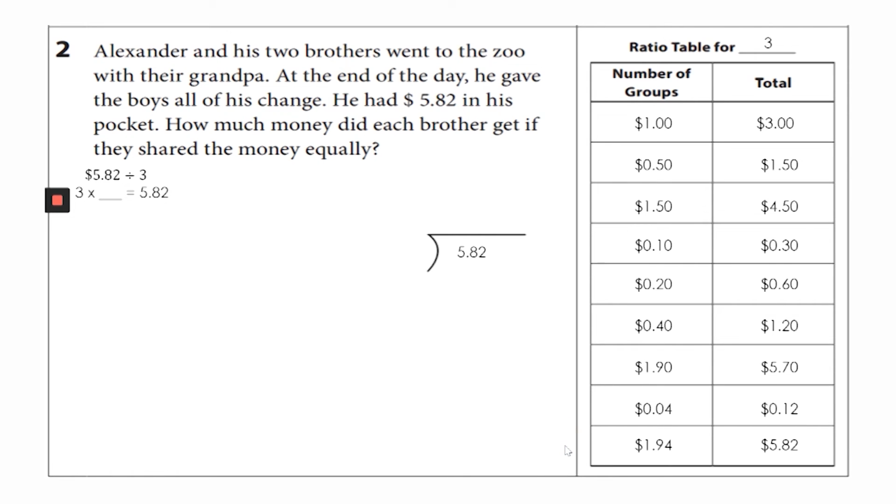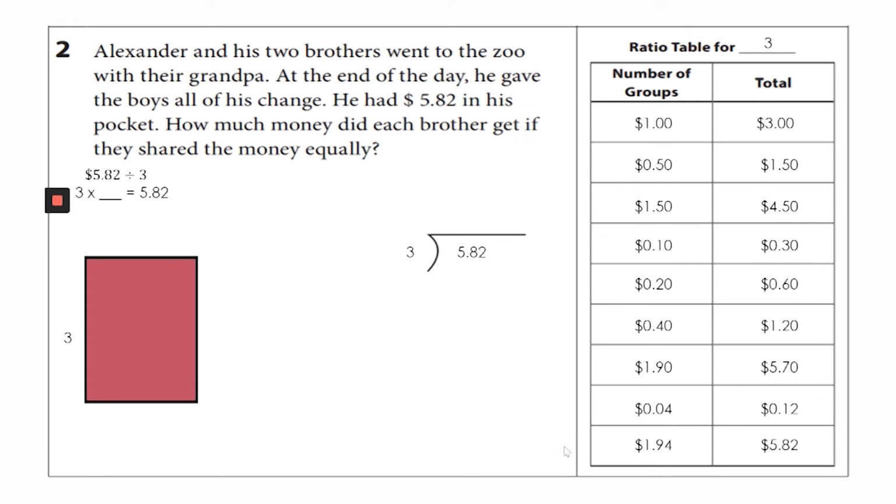Let's look at it in our area model and keeping track over here once again. Okay, so our problem is $5.82 divided by 3. 3 times what is going to give us $5.82? Let's chunk it out like we did in our ratio table. First, 3 times $1 gave us $3.